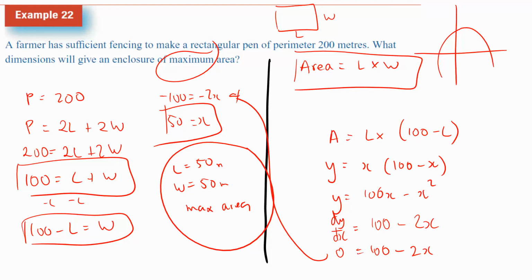Those are the dimensions. You don't stop at x equals 50 or at L equals 50. It means nothing. You haven't answered the question there. That's what you have to do when it comes to your SACs and your end of year exams. That's how you answer it. You don't just write that. That's it.